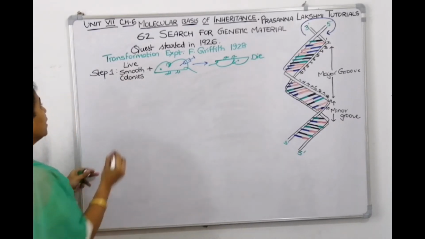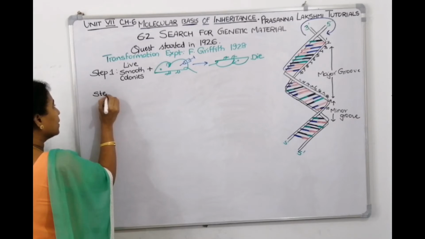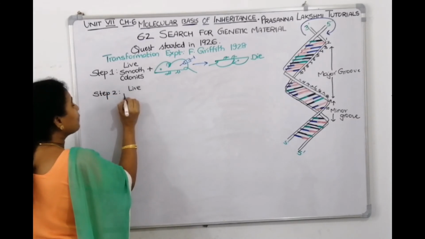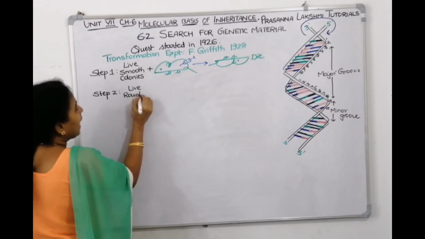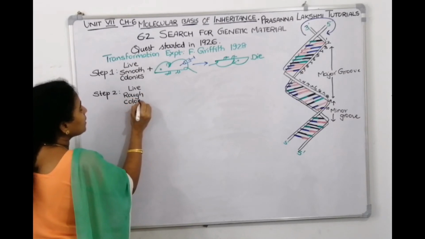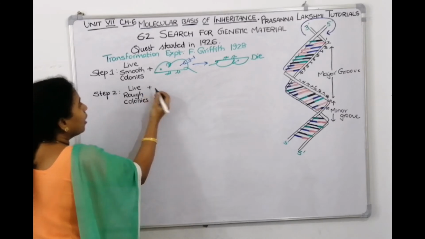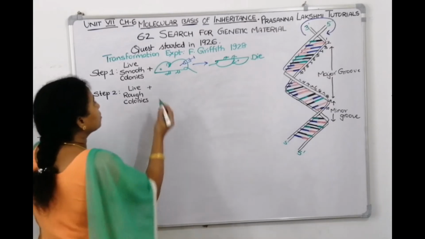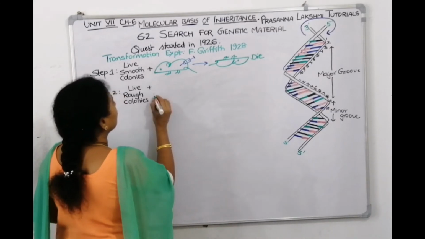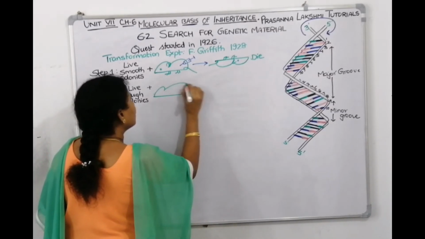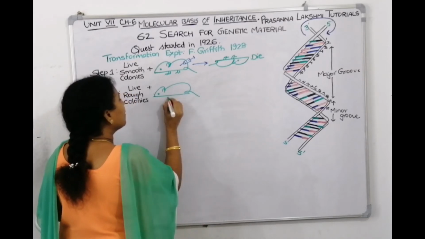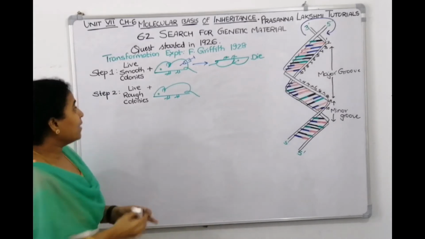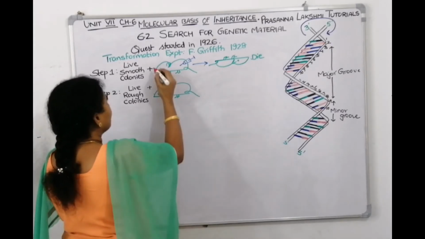Now, step 2, what did he do? In step 2, he has taken live rough colonies. And you already know rough colonies are non-pathogenic. Non-pathogenic means they don't cause any harm, they don't cause any disease to the mice. So again, in the next step, he injected the live rough colonies to the mice.